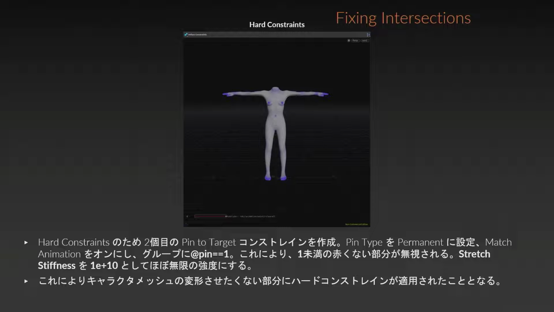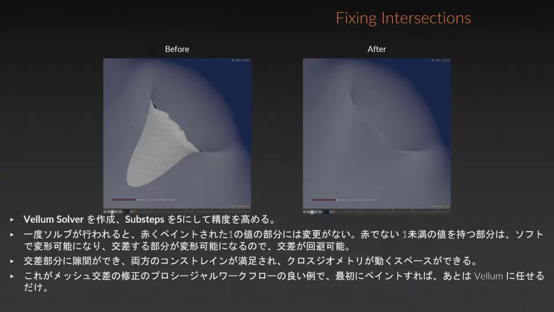The next step would be to create a Vellum Solver and increase the substeps to 5 for better accuracy. Once solved, the result will be an unchanged animation for the areas with a red painted value of 1, and all non-red painted areas with values less than 1 will become soft and shapeable, allowing the intersecting areas to be deformed and resolved.